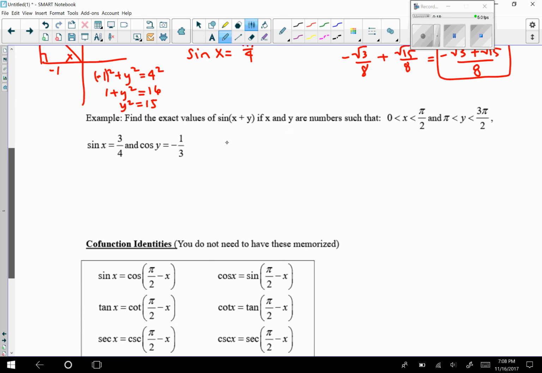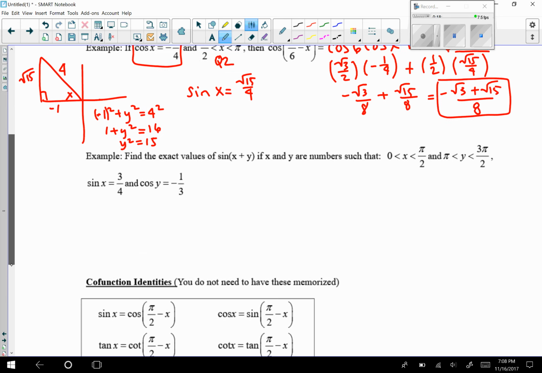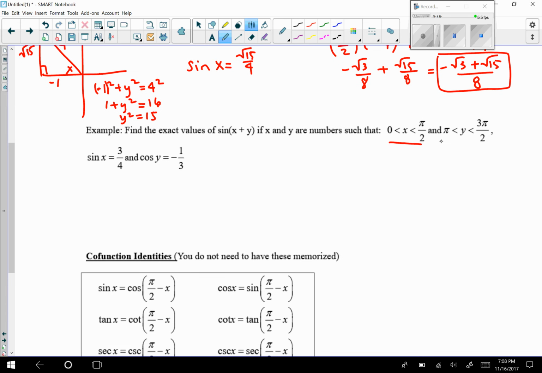So for the next one, it says find the sine of x plus y, where x is in between 0 and pi over 2 and y is in between pi and 3 pi over 2. So for this one, if x is in between 0 and pi over 2, we know that is quadrant 1. And right here, this would of course be quadrant 3. So that means if I want to solve this, I'm possibly going to have to set up 2 different triangles.